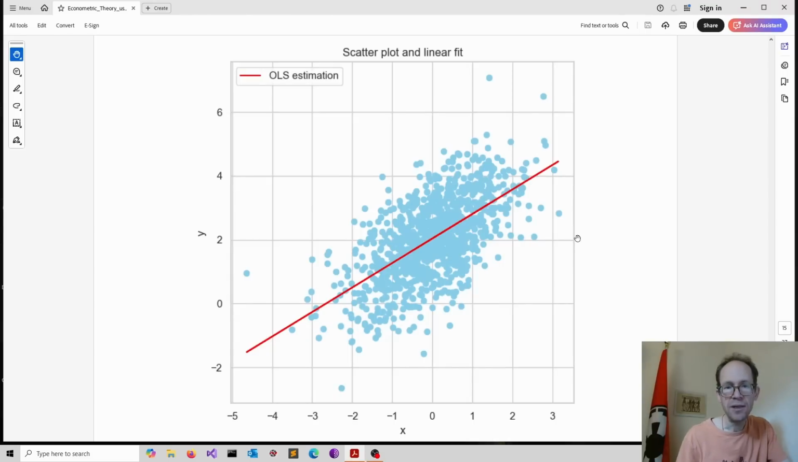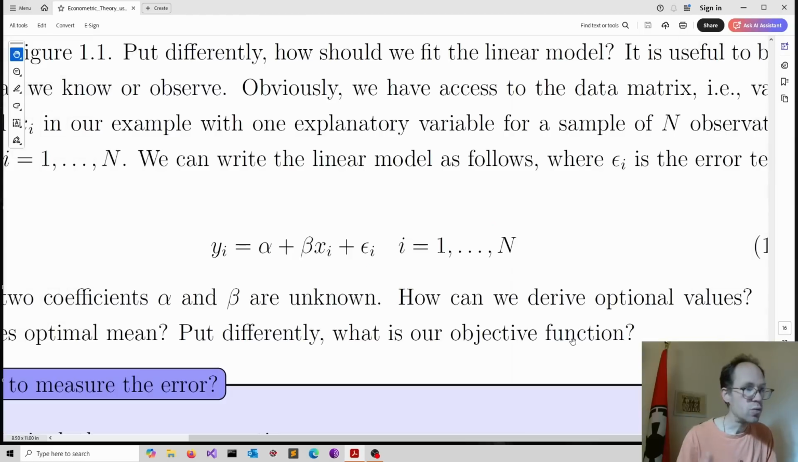Before diving into linear algebra, let's think about how we want to derive the linear equation shown in this figure. It is useful to begin with what we know or observe. Obviously, we have access to the data matrix, that is, values of yi and xi in our example with one explanatory variable. We can write the linear model as follows, where epsilon i is the error term. The two coefficients, alpha and beta, are unknown.